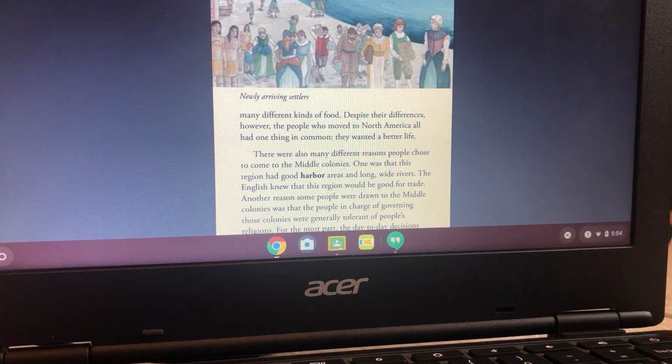There were also many different reasons people chose to come to the middle colonies. One was that this region had good harbor areas and long, wide rivers. The English knew that this region would be good for trade. Another reason some people were drawn to the middle colonies was that the people in charge of governing these colonies were generally tolerant of people's religions. For the most part, elected officials in town and the county assemblies in the middle colonies made the day-to-day decisions. However, the Duke of York, George Carteret, and John Berkeley were ultimately in charge.